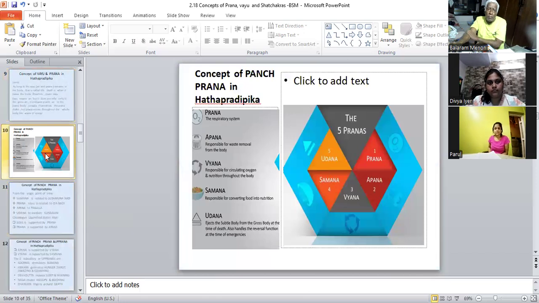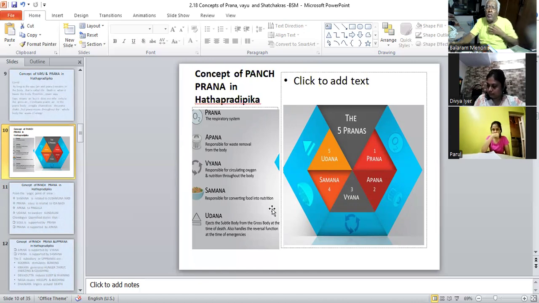Concept of Pancha Prana in Hatha Pradipika. That we have already seen. Prana, Apana, Vyana, Udana, Samana. Prana is the respiratory system. Apana is responsible for the excretory system. Vyana is responsible for the circulation. Samana is responsible for the digestion, food and nutrition. Udana moves from the gross body toward the subtle body, and at the time of death it also handles the reversal function, at the time of emergency. Udana is moving toward the upward side.